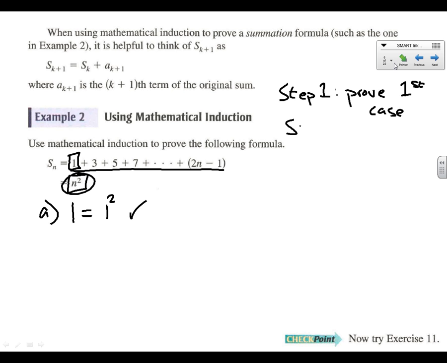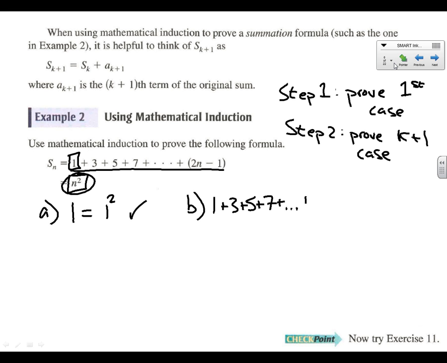Step 2, a little bit longer. So step 2, prove the k plus 1 case. So everywhere we see k, we're going to substitute in k plus 1. Now in this example, we have n, so we're going to use n plus 1. Same deal though. So we're going to say, okay, 1 plus 3 plus 5 plus 7 plus dot, dot, dot, and then we're going to go all the way out here to the end. We're going to say plus 2n minus 1, what we had before.